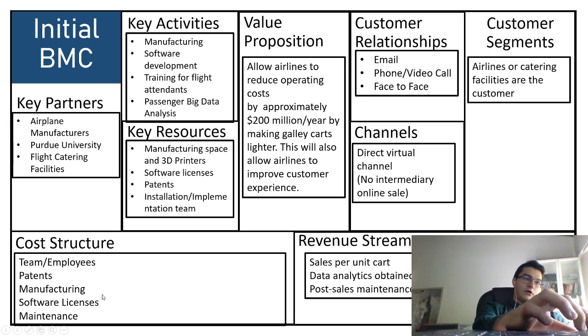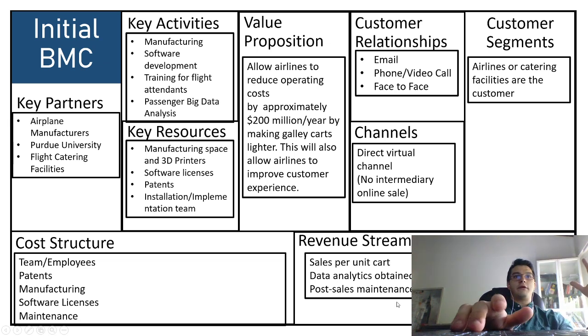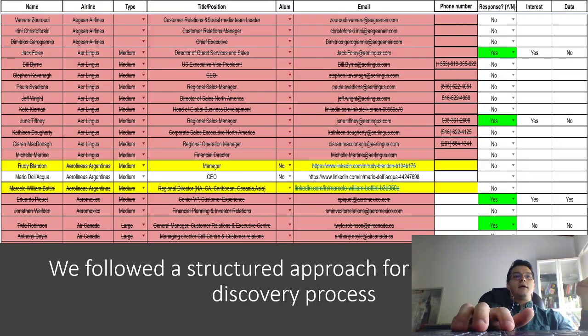So you can see there's no numbers here. So this is already bad because we didn't have this validated. And revenue streams, we thought, sales per cart, data analytics obtained by the software that we were going to use to build the carts, and then post-sales maintenance service, right? So this was kind of the entire first canvas that we had in mind.